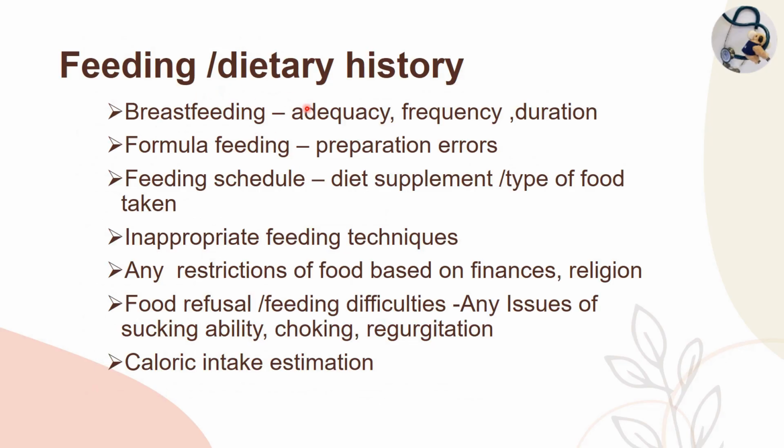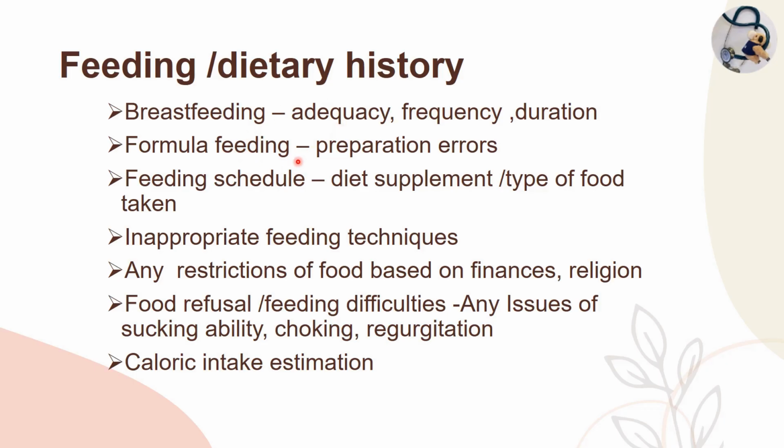Then another important one is the dietary or feeding history. It's very important. So in this, start with the breastfeeding, whether it is appropriately done or not. Exclusive breastfeeding till 6 months, then continued breastfeeding till 2 years or not. If yes, then adequacy of breastfeeding, the frequency, whether this child was initially breastfed 8 to 10 times or not, and duration of breastfeeding should be checked.